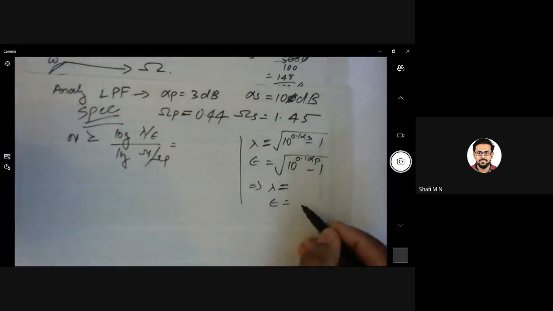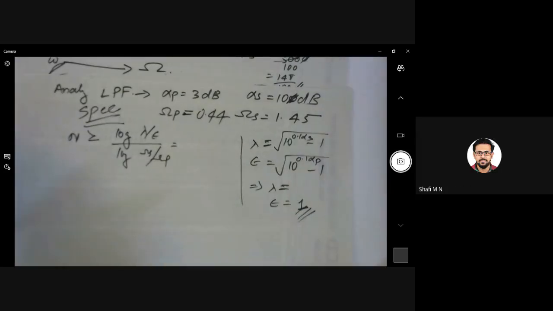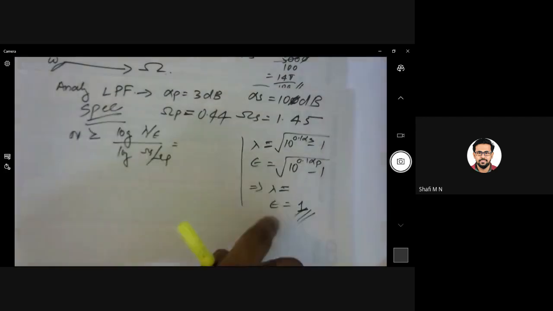What is your epsilon? This will be almost 1, I think. 0.99 something, that can be rounded to 1. The response is monotonic in the passband. Now let's find lambda.